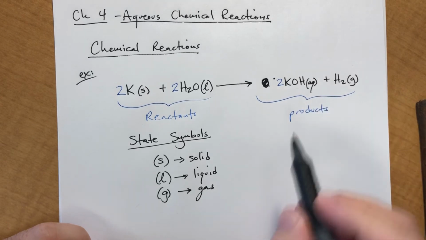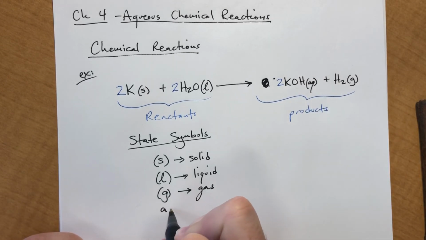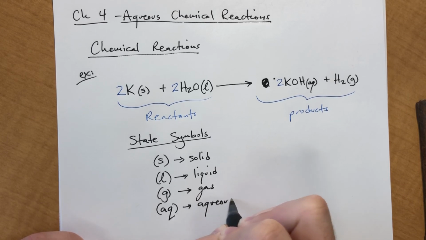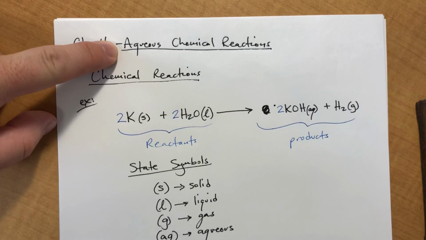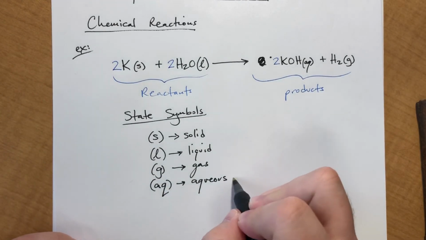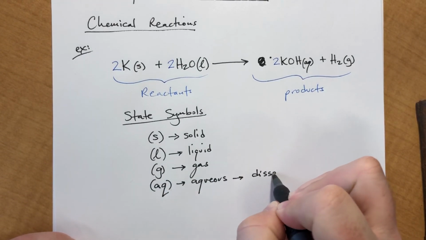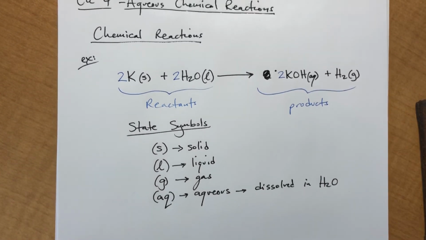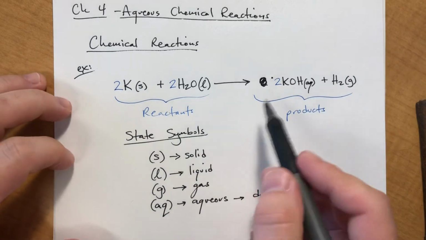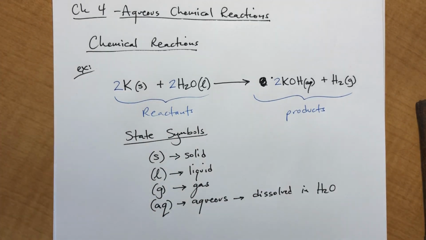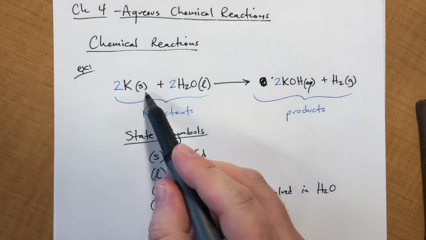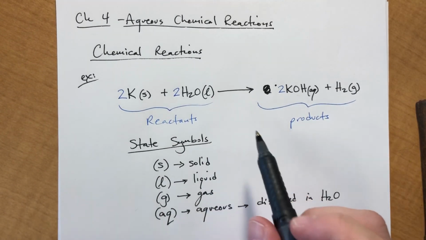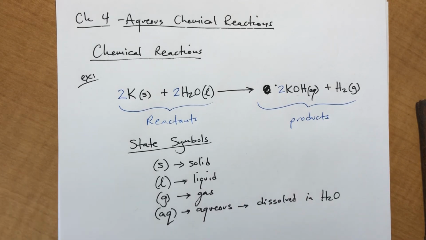This AQ one, which I kind of wrote poorly, stands for something called aqueous, which is the first word of the name of our chapter. So aqueous means dissolved in water. We're going to go into excruciating detail about what that means probably in the next video, but for right now, we're going to worry about how to balance things. These little state symbols can be important, but they're not always in every chemical reaction that we deal with.